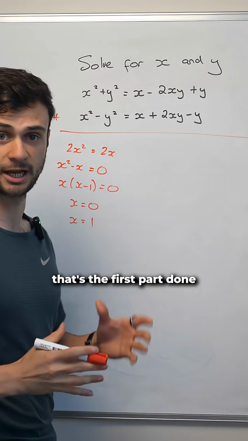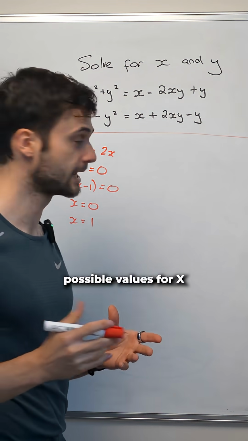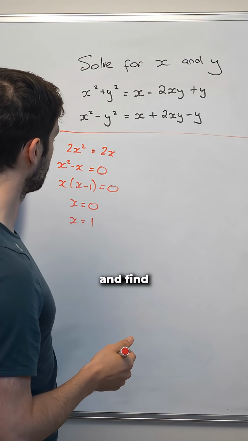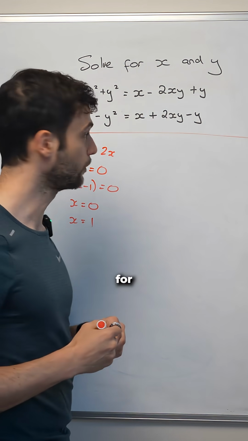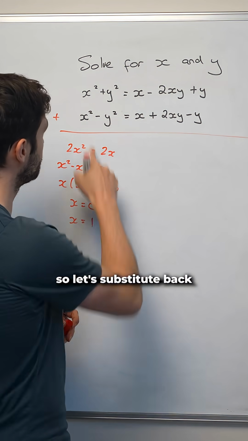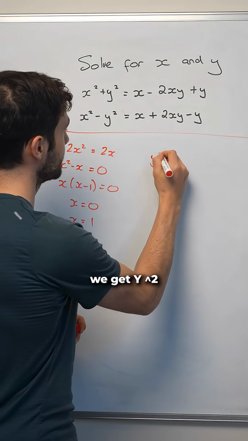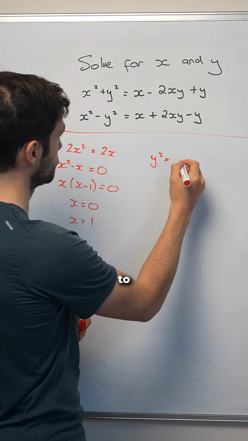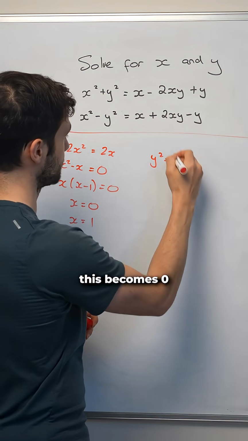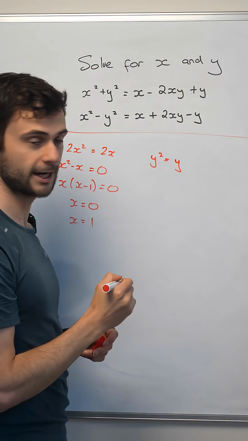Brilliant, that's the first part done. So we found two possible values for x. Now we can substitute this back and find our values for y. So let's substitute back into the first equation. So if x is 0, we get y squared is equal to, this becomes 0, this becomes 0, so it's just y squared is equal to y.